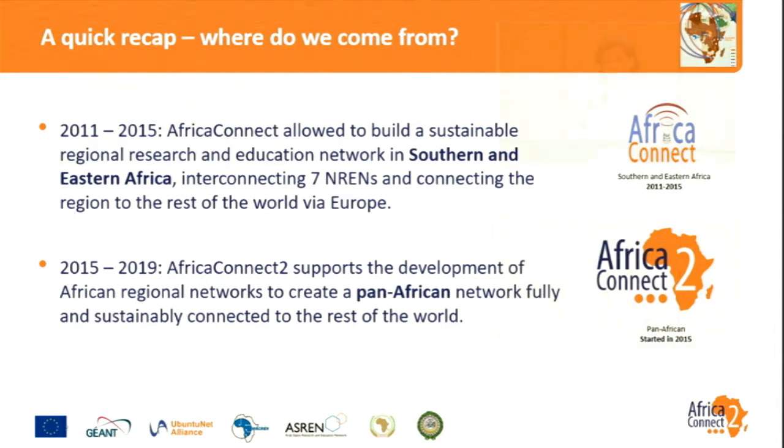And that first phase, between 2011 and 2015, really focused on Southern and Eastern Africa. At the time, we connected 7 NRENs in those first 4 years, and today, I believe many more countries are connected to what is now known as the UbuntuNet network. In 2015, we then progressed with Africa Connect 2, and here it was decided that Africa Connect 2 should be Pan-African, for the simple reason that the UbuntuNet Alliance and the UbuntuNet Network had proven that this model works also in Africa, and then of course you have to make sure that no region is left behind.